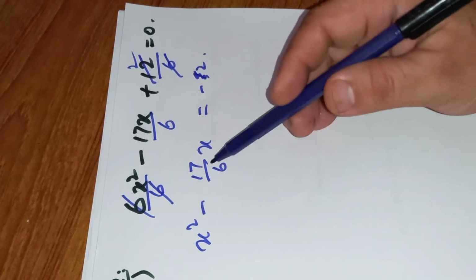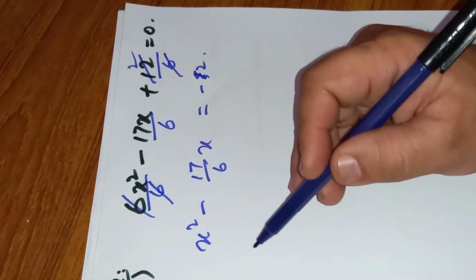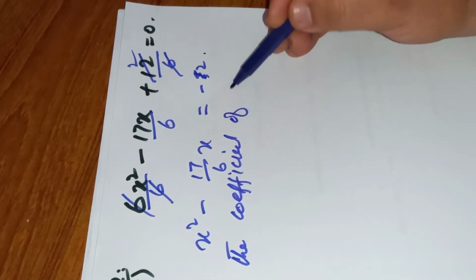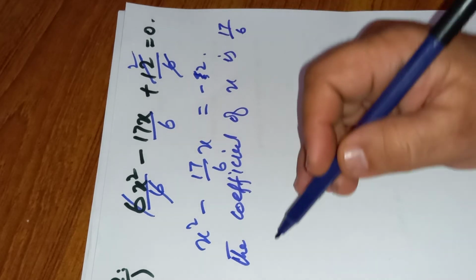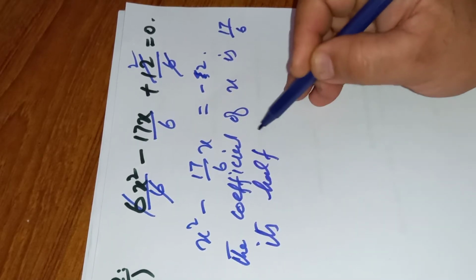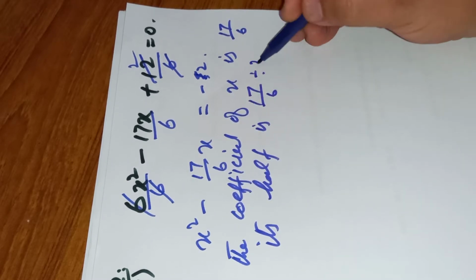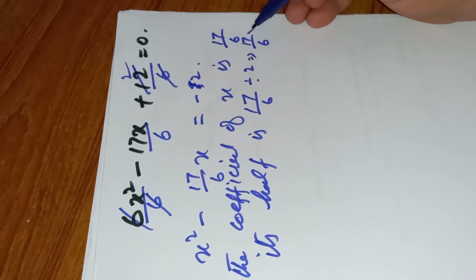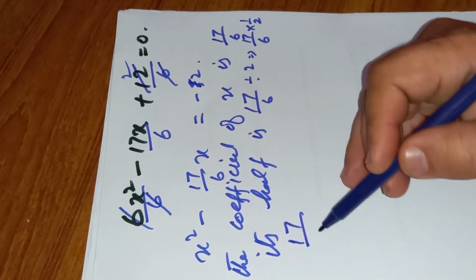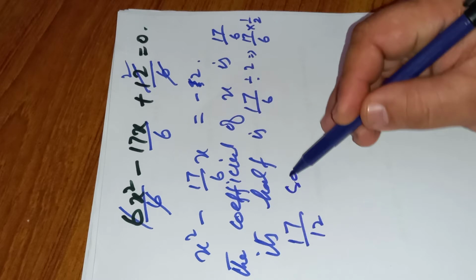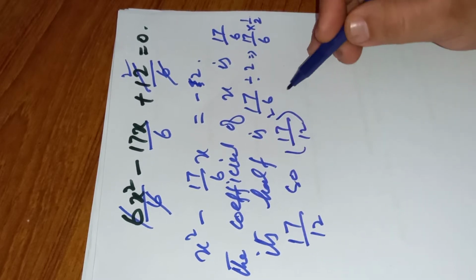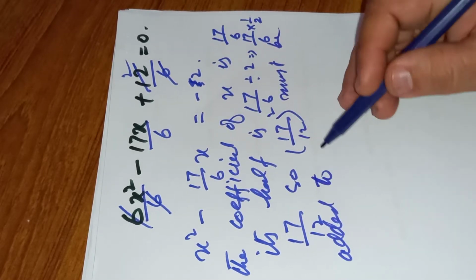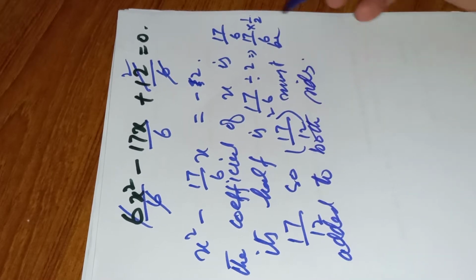So here we can see the coefficient of x is 17 by 6. Its half will be 17 by 6 divide 2 to make it half. So the denominator will multiply, or in other words we can say 17 by 6 multiply 1 by 2. So it becomes 17 by 6 twos are 12. So 17 by 12 square must be added to both sides of this equation.